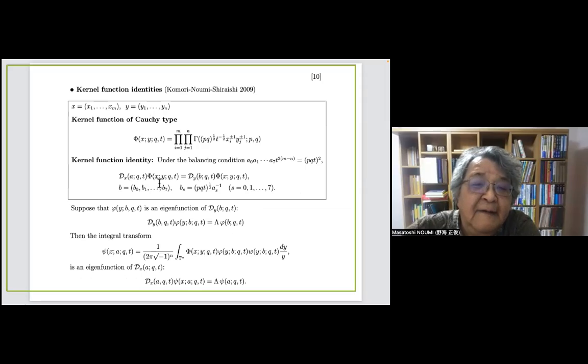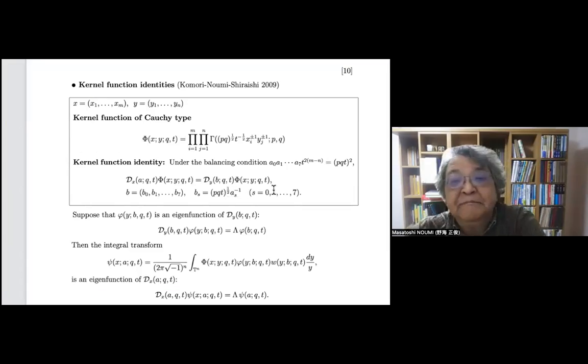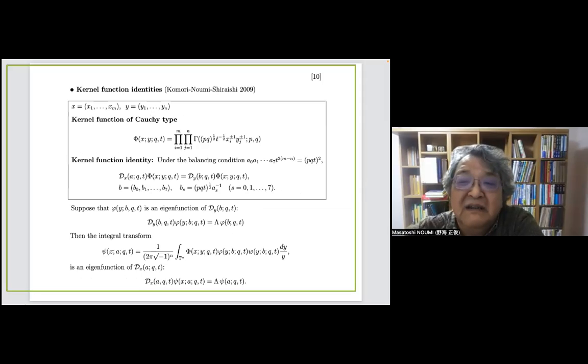then if the a parameters and b parameters are related in this way, the results of applying the elliptic van Diejen operator with a parameter on the x variables and the van Diejen operator in y variables with b parameter give the same result. This is called the kernel function identity under the balancing condition. You need to assume this type of balancing condition as well.